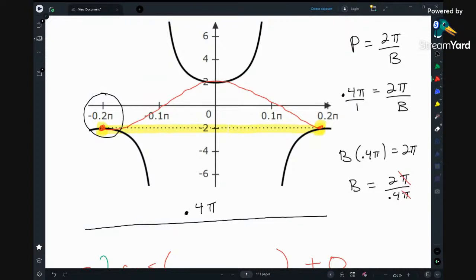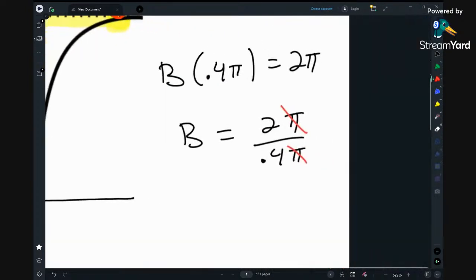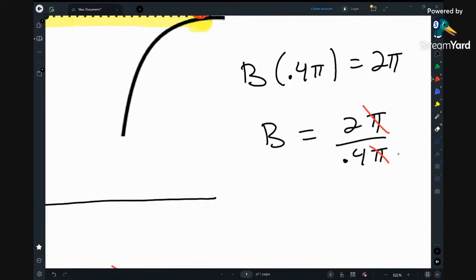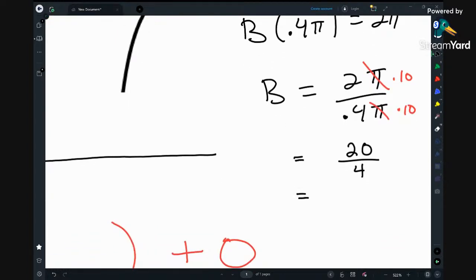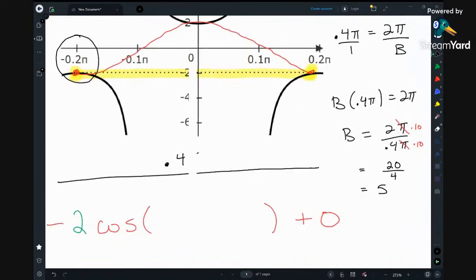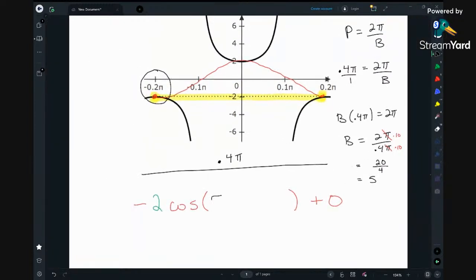You can run this through a calculator. I've been stressing no calculator lately, so I'll do this without a calculator. I'll multiply by 10, because I know to move decimals, you use a factor of 10. This becomes 20 over 4, because 2 times 10 is 20. And when you multiply a one-decimal-place number by 10, it just moves the decimal over. And 20 divided by 4 is 5. So I know my inside multiplier is 5.